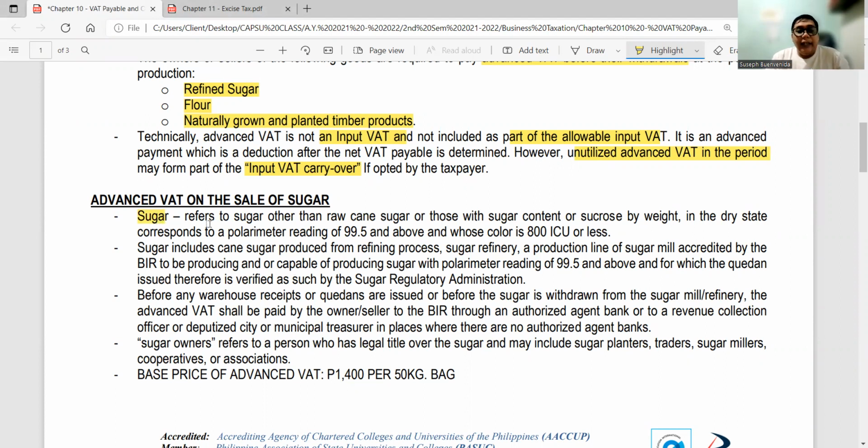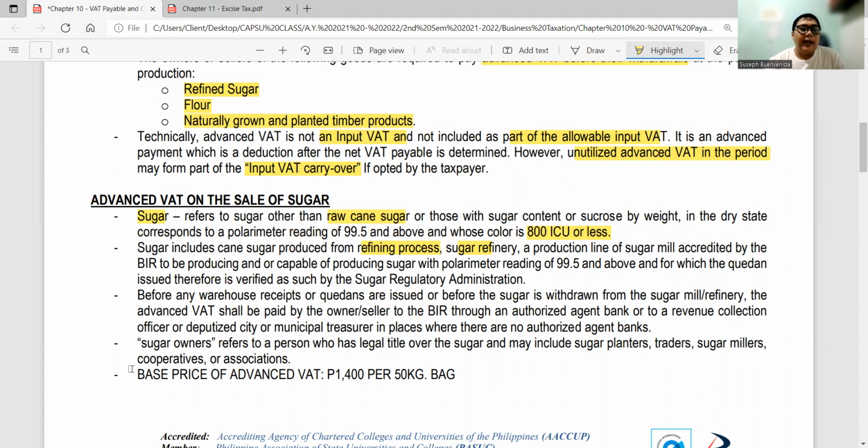sa taxation, it refers to sugar other than raw cane sugar, ng mga wala pa ma-process na sugar or ng mga molasses, or those with sugar content or sucrose by weight, in the dry state corresponds to the polarimeter reading of 99.5 and above, and whose color is 800 ICU or less. So ang ginamit lang dira is ang processed and refined sugar. Alright? So sugar includes cane sugar produced from refining processes, sugar refinery, a production line of sugar mill accredited by the BIR to be producing or capable of producing sugar with polarimeter reading na.